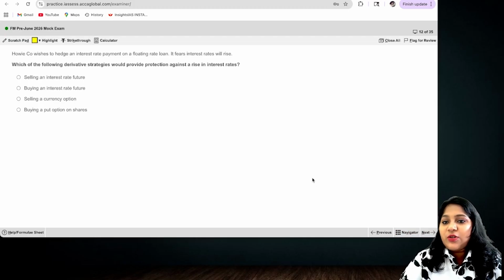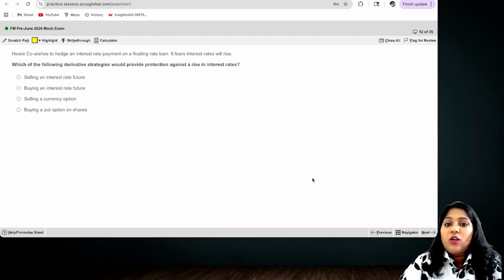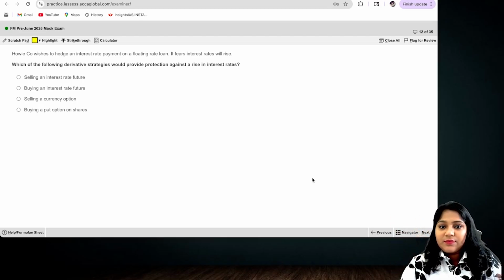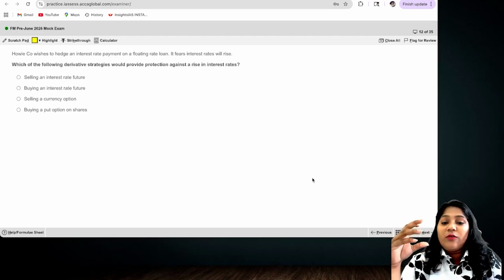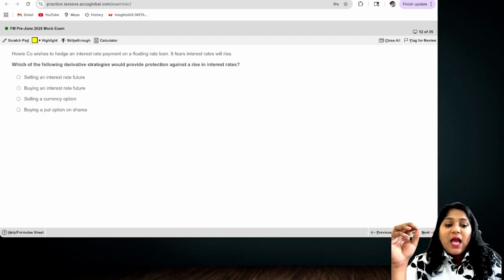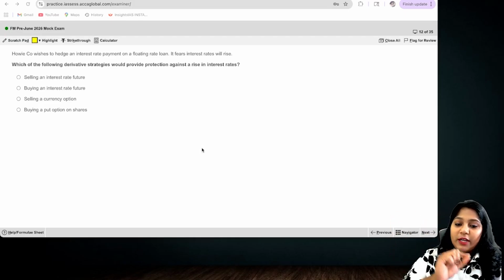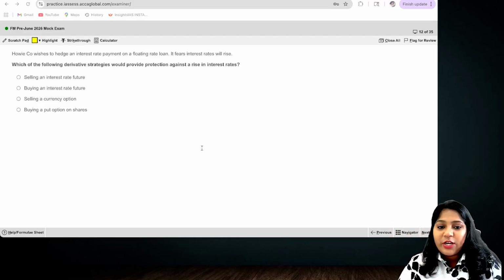And look at the next one. A company wishes to hedge an interest rate payment on a floating rate loan, it fears interest rate will rise. Which of the following derivative strategies would provide protection against a rise in interest rate? See, guys, I have a payment on a floating rate loan. My problem is there is a chance where the interest can go up and I might end up paying more interest. Correct? So now currency is not an option because currency is about foreign exchange rate risk. It's not about the interest rate risk.